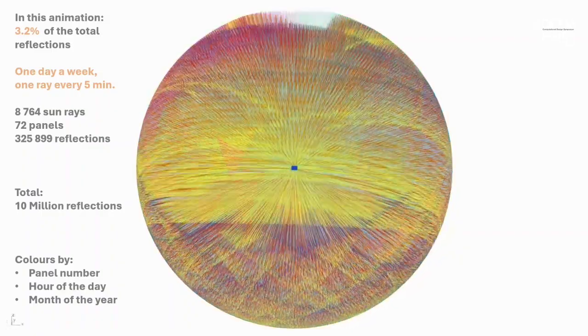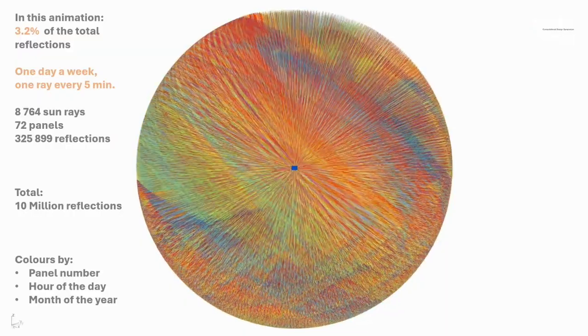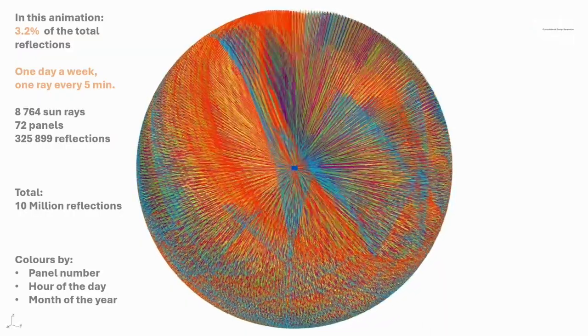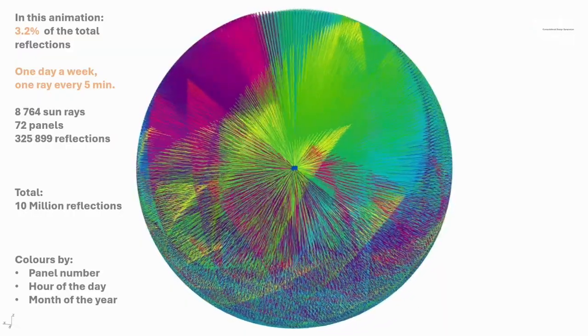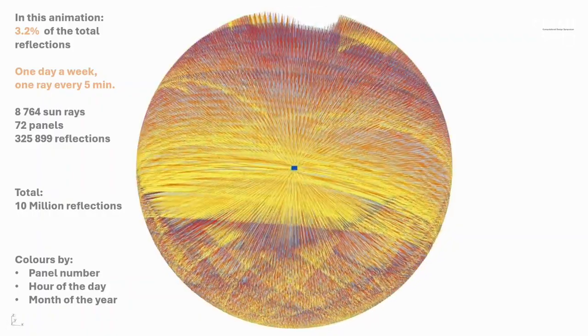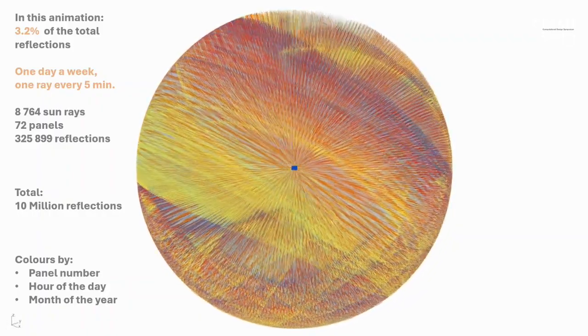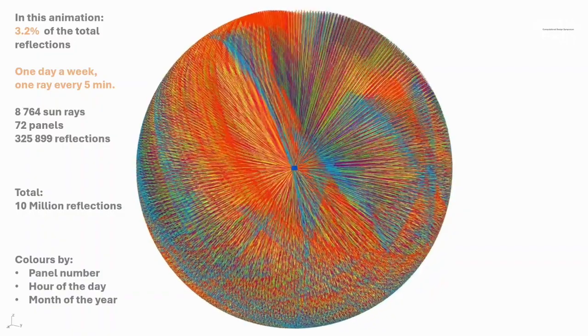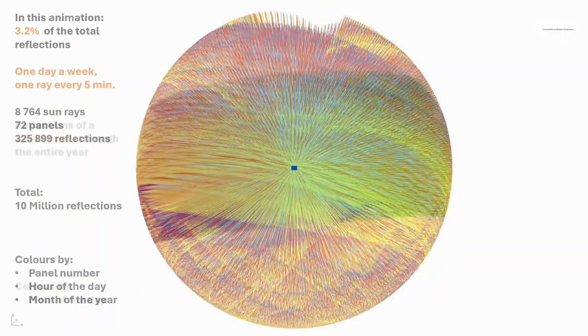And you see that it's changing colors. It's colorized by the panel number, the hour of the day, the month, or the week. We can colorize by, we can filter as we want.